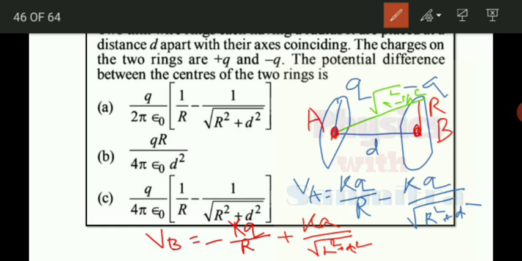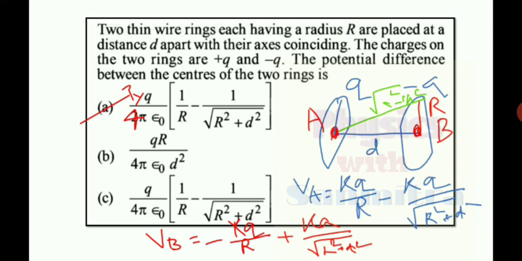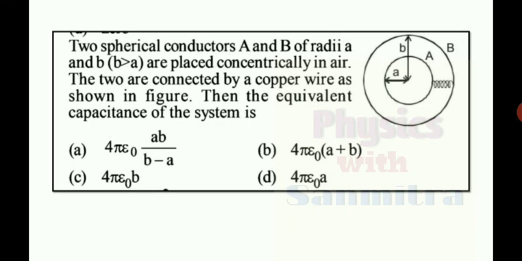Okay, now I can see that VA is exactly opposite to VB in terms of sign. Magnitude is the same but sign is exactly opposite. So VA minus VB will be twice of either one of these. So I will get the answer as this one. Because of this, I can write this as 2 into this, so you can solve it and find it out. This is option A. Now next one.